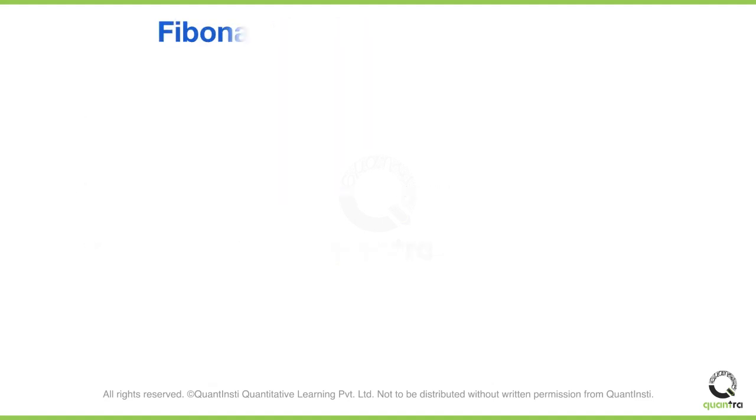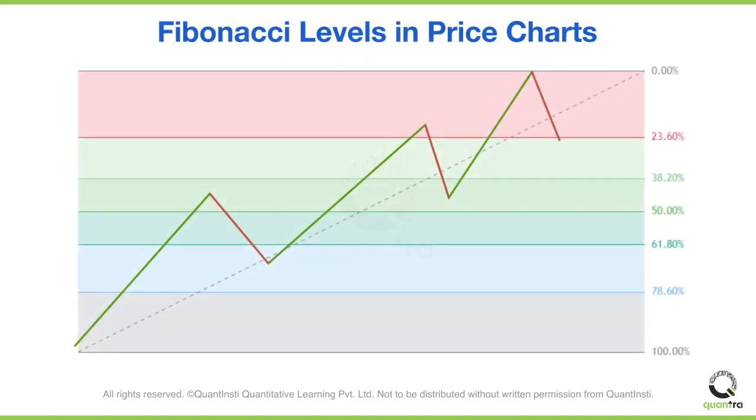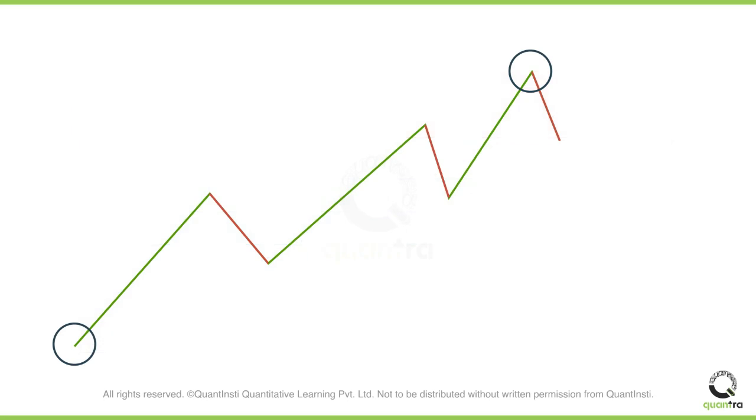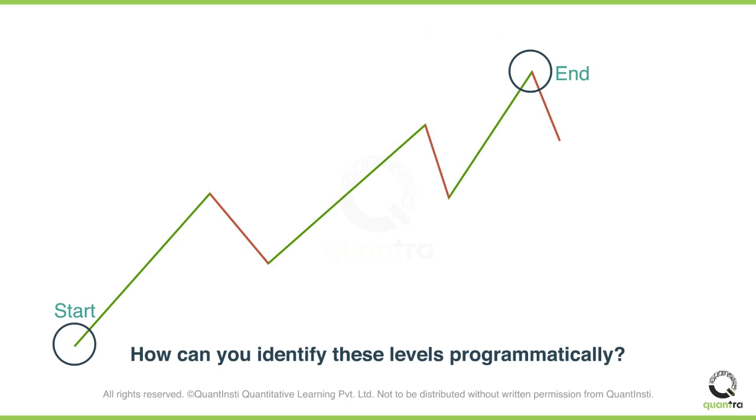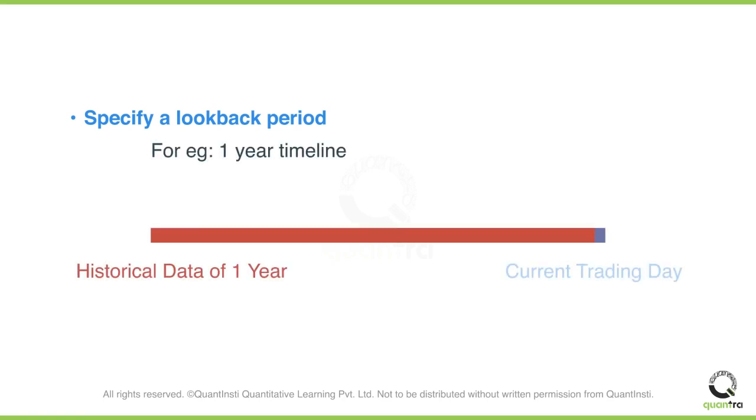So let's begin. In the previous video, you learned that the Fibonacci levels can be plotted based on the start and end points of any trend. But while it is simple to detect the start and end points visually, how can you programmatically identify the same? You can start off by specifying a look-back period. For example, let's consider it as 1 year. Now, based on this, we will only be looking at the past 1 year's historical data from any given trading day for all of our calculations.